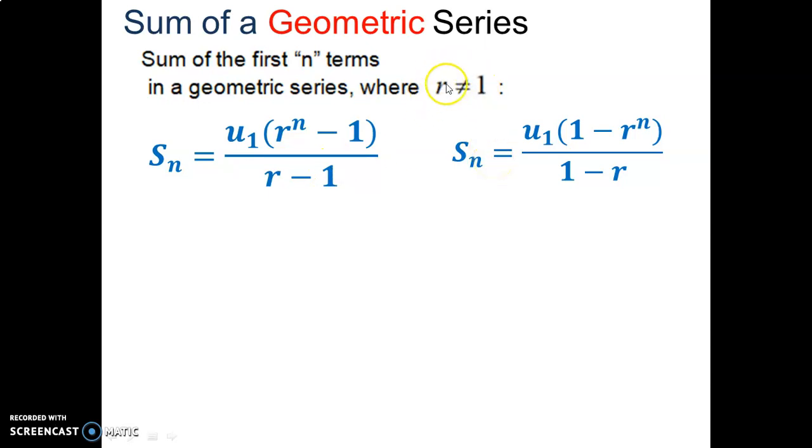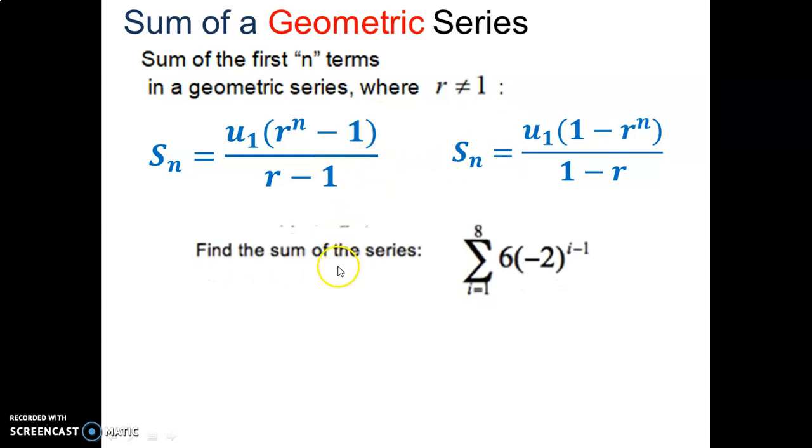The important thing to remember is r cannot be equal to 1 to use this formula. Because if r is equal to 1, it's not really a geometric sequence because the values are not changing. For example, if our first term was 10, and we were multiplying by 1, next term would be 10. Multiply by 1 again, 10 again. That's not really a geometric sequence, so this formula will not work in that case.